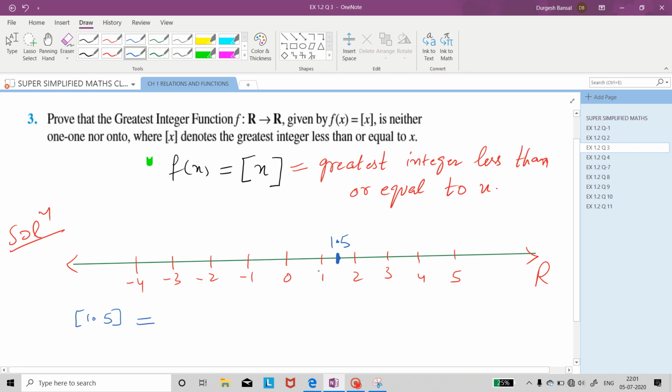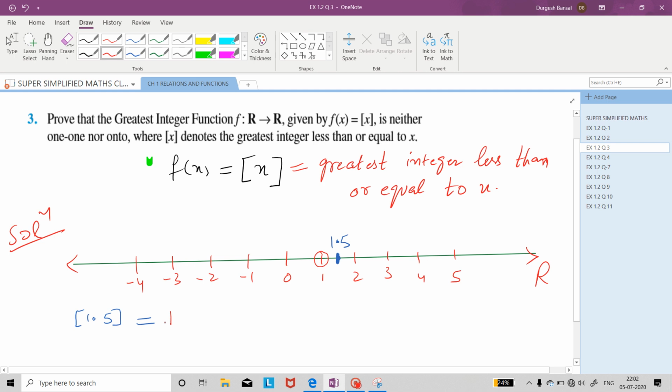So you can see all the integers on the left hand side of the real line. This whole left hand side, all the integers going towards the left, are all less than 1.5. Out of all those, which one is the largest one? This you have to tell me. Out of all these integers, the largest one is 1. So the result of the greatest integer function of 1.5 is 1.